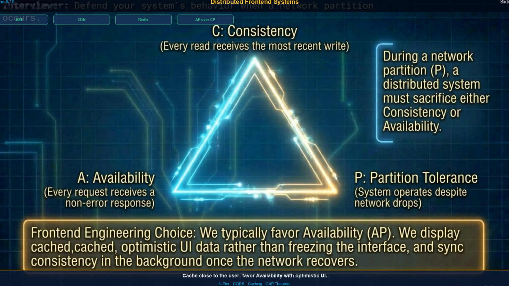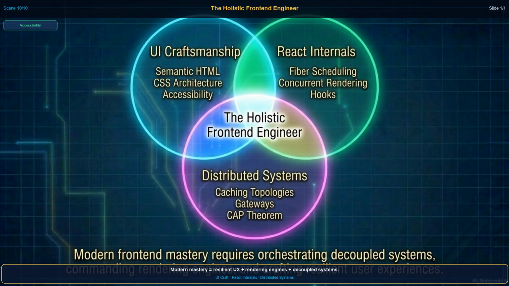Finally, CAP theorem. During a network partition, a distributed system must sacrifice consistency or availability. Front-end engineering typically favors AP, availability plus partition tolerance. Show cached, optimistic UI rather than freezing the interface, then sync consistency in the background once the network recovers. You've reached the final slide, the holistic front-end engineer.